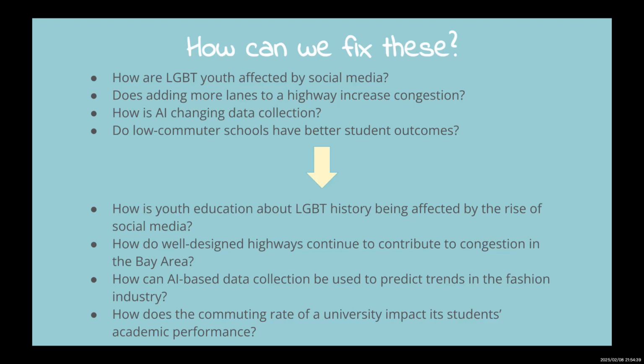Also, using how and why, since it implies that you need to provide a very complex answer, gives you more things to research about. So when you say, do low commuter schools have better student outcomes, you really only need some data to show yes or no. But when you change it into how does the commuting rate of a university impact the students' academic performance, you have a lot more things to wonder about. You have a lot more things to research, and there's more parts to your study than just trying to find out the answer to yes or no. So that is a tip to keep in mind. When you write your research question, try to make sure that your question starts with how and why to basically promote more thinking on your side.